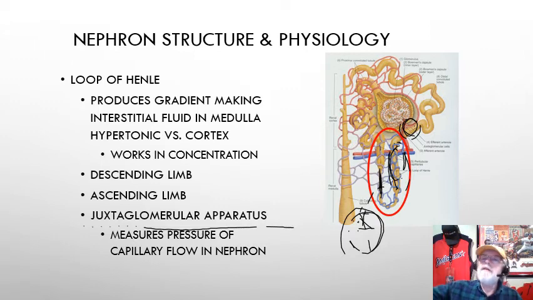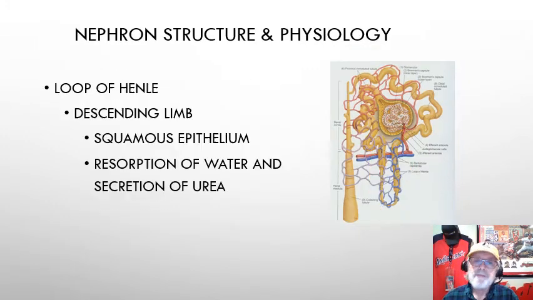Renin is secreted. Renin converts the angiotensinogen to angiotensin 1. Angiotensin 1 gets converted to angiotensin 2, and angiotensin 2 causes a vasoconstriction that raises the blood pressure. So the kidneys are very intimately associated with controlling blood pressure because of that.